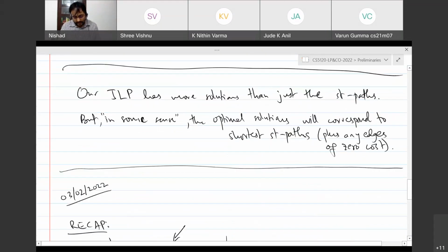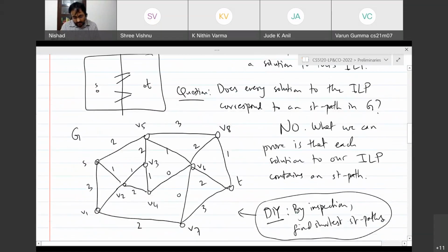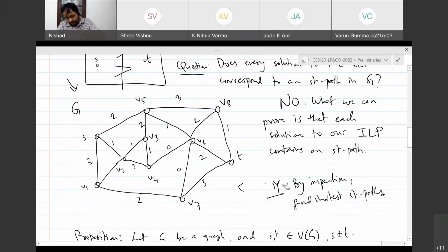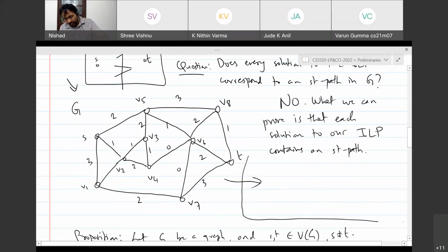Right, so let's go back to our example that I had given to you. I had given to you the following graph, and I had asked you to find the shortest ST paths by inspection. So can someone give me a shortest ST path in this example? What do you think is the shortest path here?